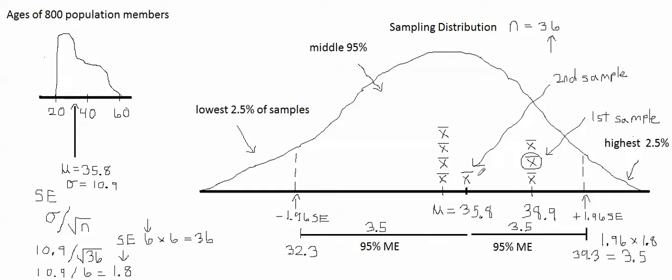Now let's actually look at the two samples that we actually selected and let's figure out if these two samples really are in the middle area, in the middle 95%. Well, if the lower boundary is 32.3 and the upper boundary is 39.3, then both of these samples are in the middle 95%, because these two samples that we selected both have a sample mean that's between 32.3 and 39.3. Remember, our first sample mean was about 38.5, and our second sample mean was about 38.9. Both of those are in between these two boundaries.